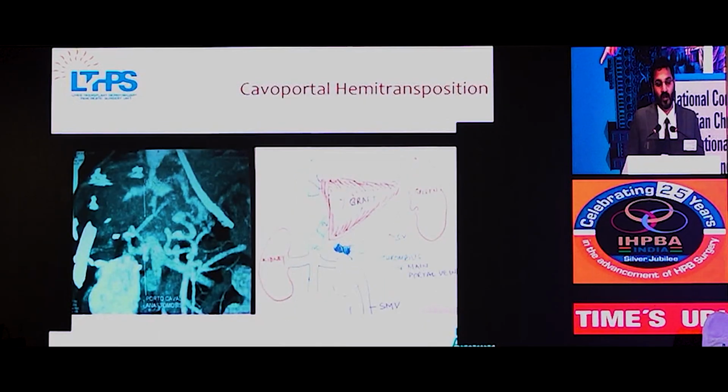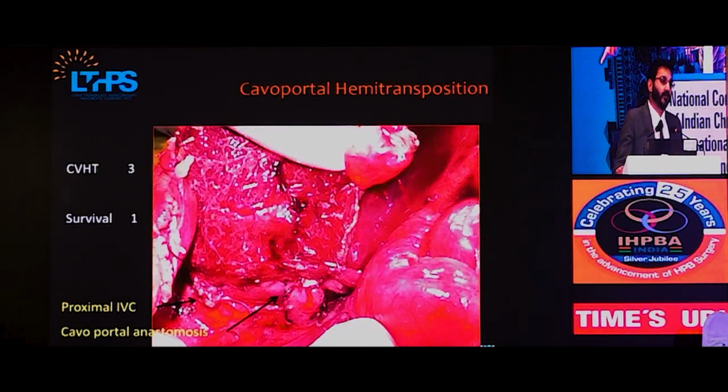This is again one of the patients where a cavo-portal hemitransposition was done. I have never done it. This was at the time when I was in Dr. Gupta's unit. At that time, we did this cavo-portal hemitransposition. Again, it worked for 2 years, but later on, the child developed complications of portal hypertension, and eventually 3 years later did not survive. So all the non-physiological shunts, they have their residual problems. So one should try and do transplants where you can establish a natural inflow.